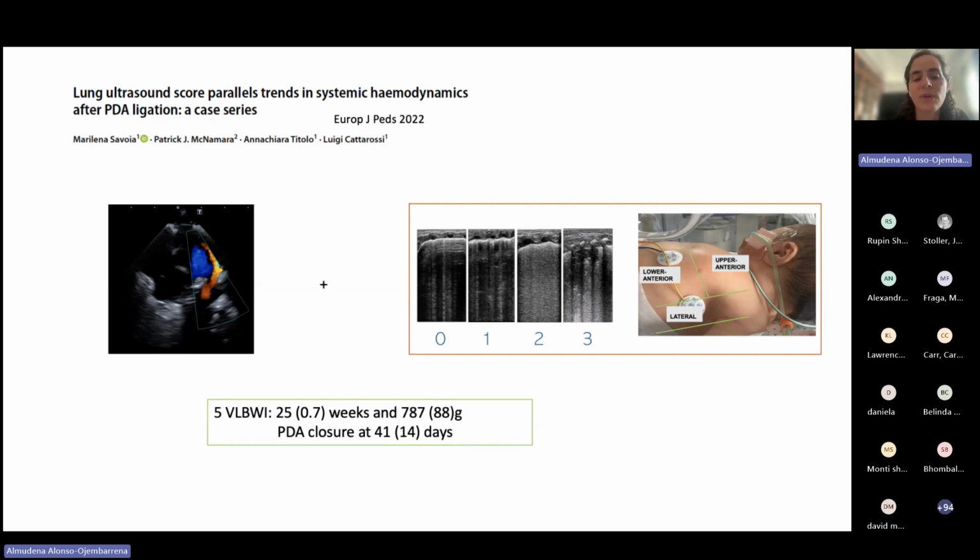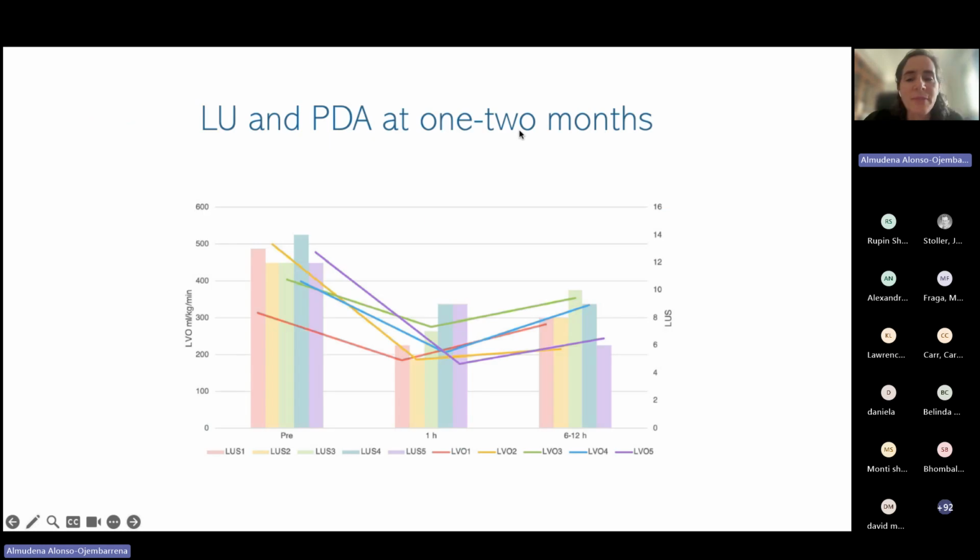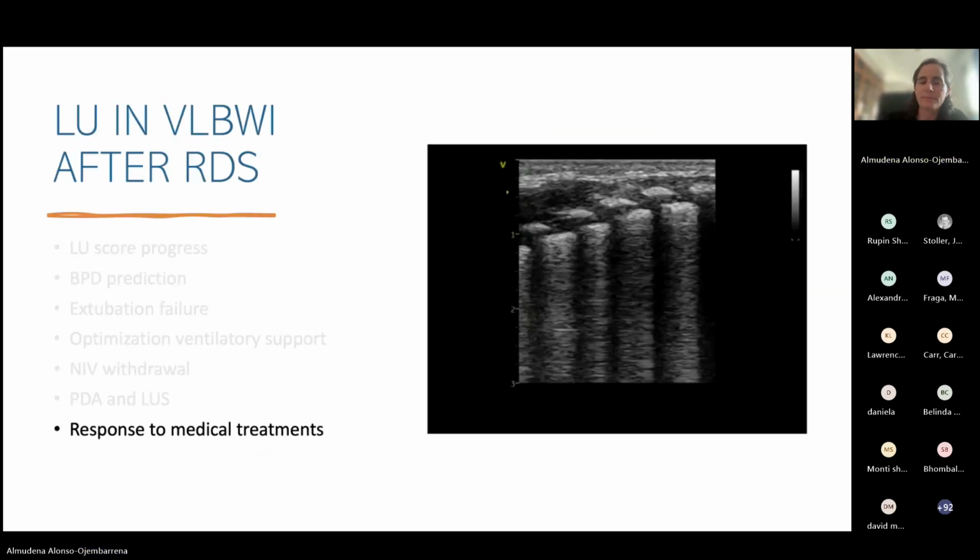We also have this paper published a few years ago in which 5 infants born at about 25 weeks had a PDA closure by transcutaneous approach. The group analyzed both echocardiography and lung ultrasound measurements before and after the procedure. And they showed that both left ventricular output and lung ultrasound score decreased from 1 hour after the procedure and remained low 6 to 12 hours later. So maybe we can use lung ultrasound to monitor response to PDA treatments, but not to rule in or rule out a PDA.